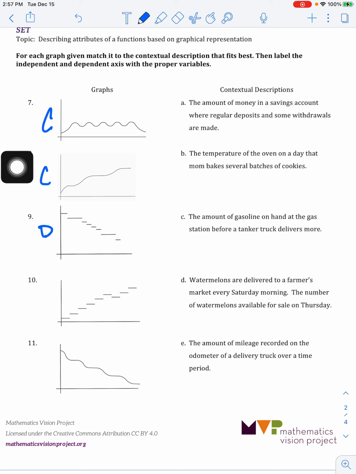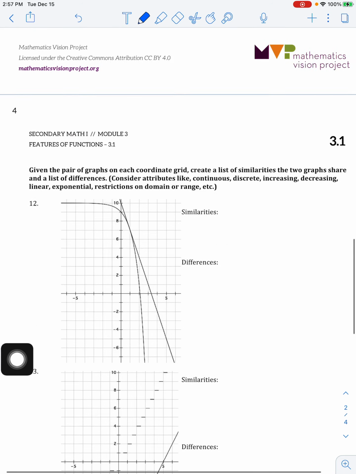This one is discrete because it has breaks in it. So this is like something happens and then it drops, and then it stays the same, and then it drops, and then it stays the same, and then it drops. This one is also discrete, and it stays the same, and then it increases, stays the same, increases, increases, increases, increase, decrease, increase, increase, and the last one is continuous, and it's decreasing. So you just have to read these stories and figure out which of these stories matches each graph.